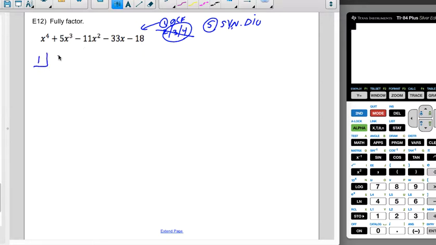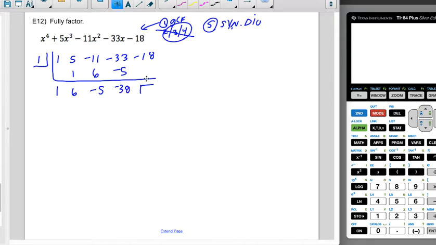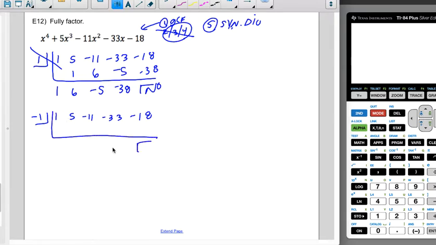So I'm going to try 1, we'll do 1, 5, negative 11, negative 33, and negative 18, right? So I drop the 1 down, right? I multiply, add straight down, multiply, add straight down, multiply, add straight down, multiply, and that's a no, right? And as soon as you see it's not going to work, go ahead and cross it off. It's not the winner, right? And you do need to make sure that that polynomial is in standard form. That's definitely a common trick.